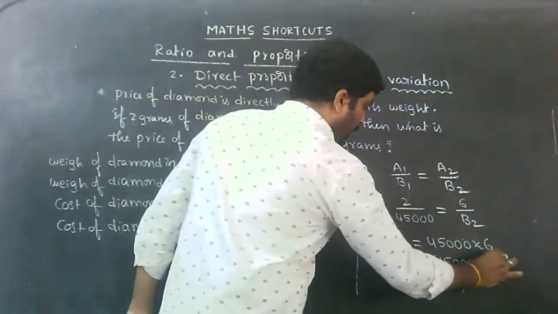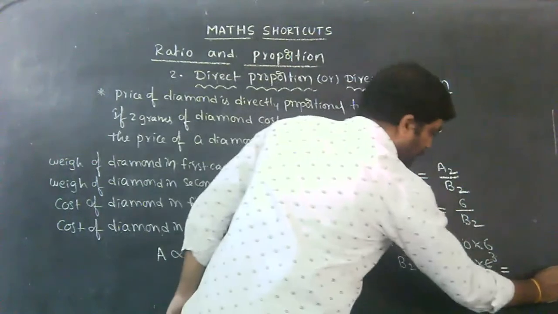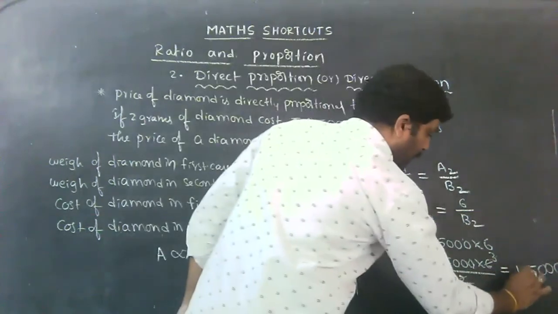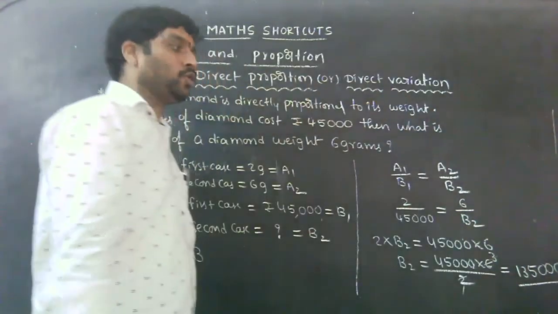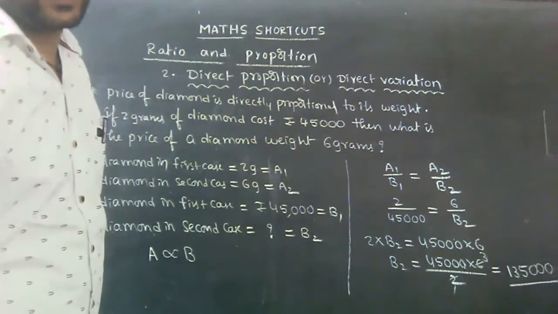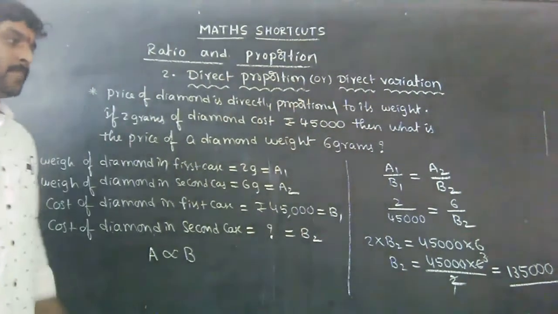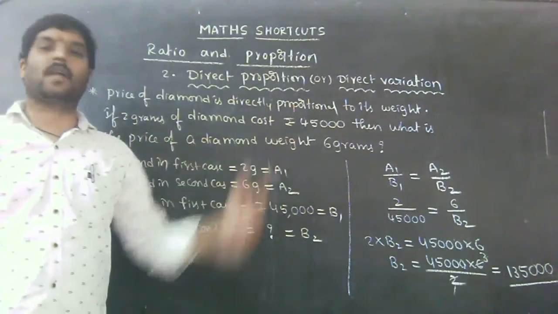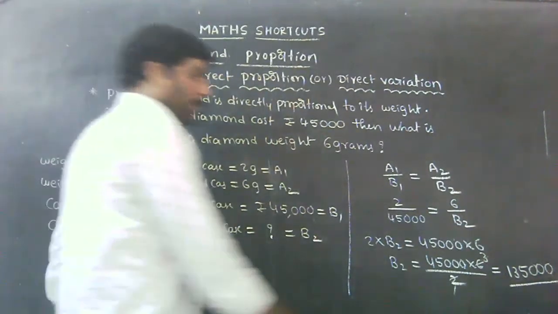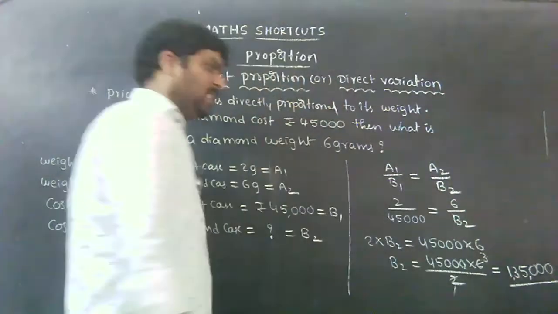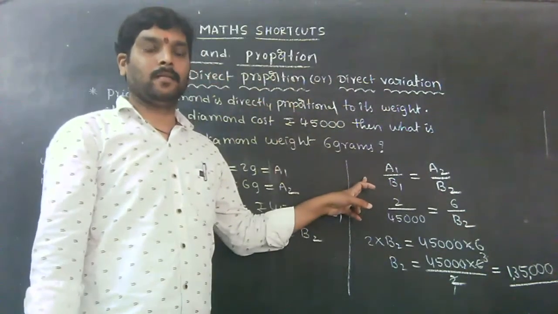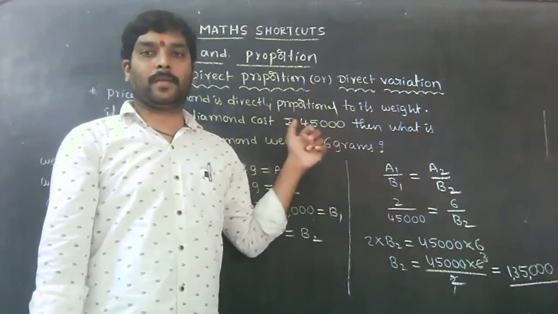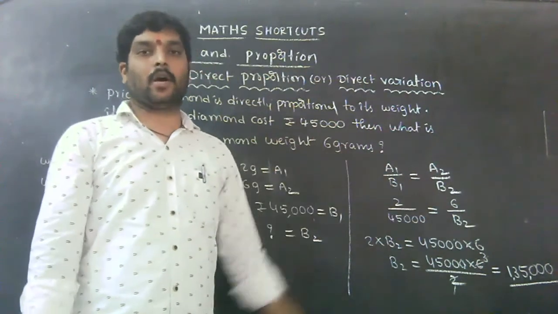2 ones are 2, 2 threes are 6. Zeros, 3 5s are 15, 3 4s are 12, 13. So 1,35,000 rupees. This is the price of a diamond of weight 6 grams, 1,35,000 rupees. If you know the condition shortcut, it is easy to find. So A1 by B1 equal to A2 by B2 when in direct proportion. The ratio is a fixed constant.